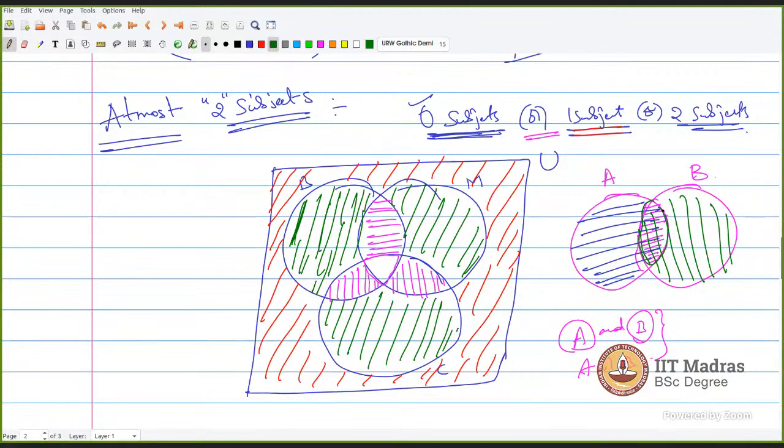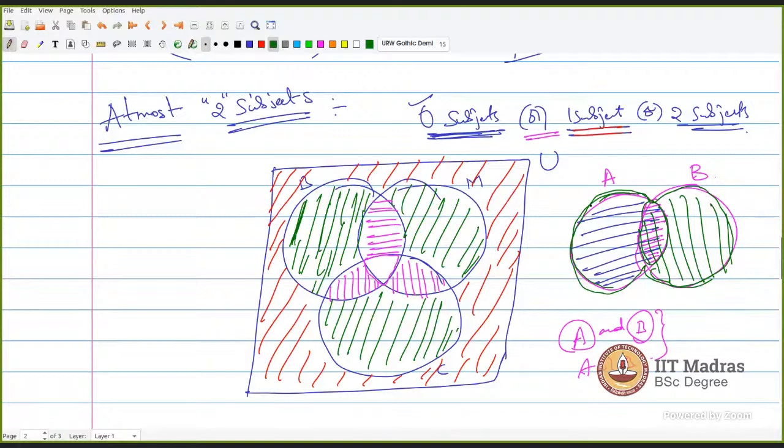When I say A or B, that means I should include this particular blue region as well as this green region. So the whole thing comes: A union B is this particular thing. The intersection will also come inside this A or B.